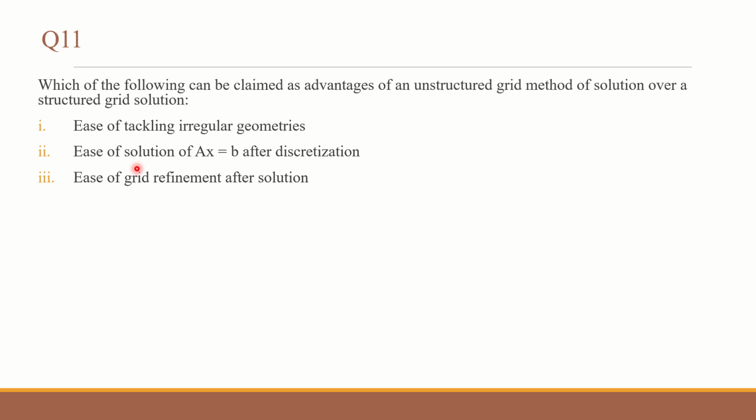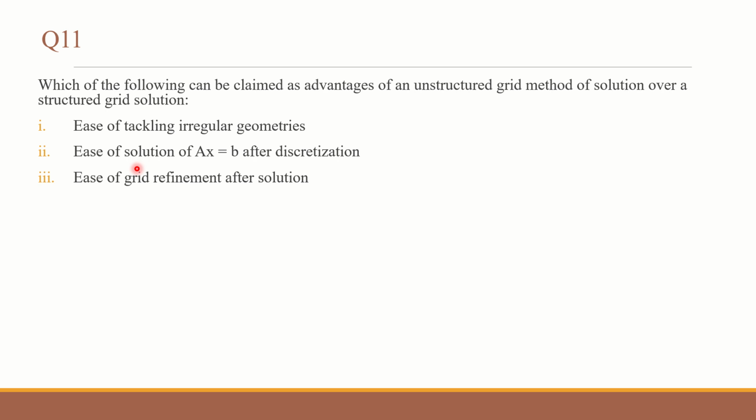So first one, ease of tackling irregular geometries, which is true. We can use unstructured grids easily in irregular geometries than implementing structured grid. Second one, ease of solution of Ax equals b after discretization. This is false because we cannot get solution easily from the unstructured mesh. We can get solution easily from the structured grids, whereas we cannot get solution easily from the unstructured grids. So second statement is false.